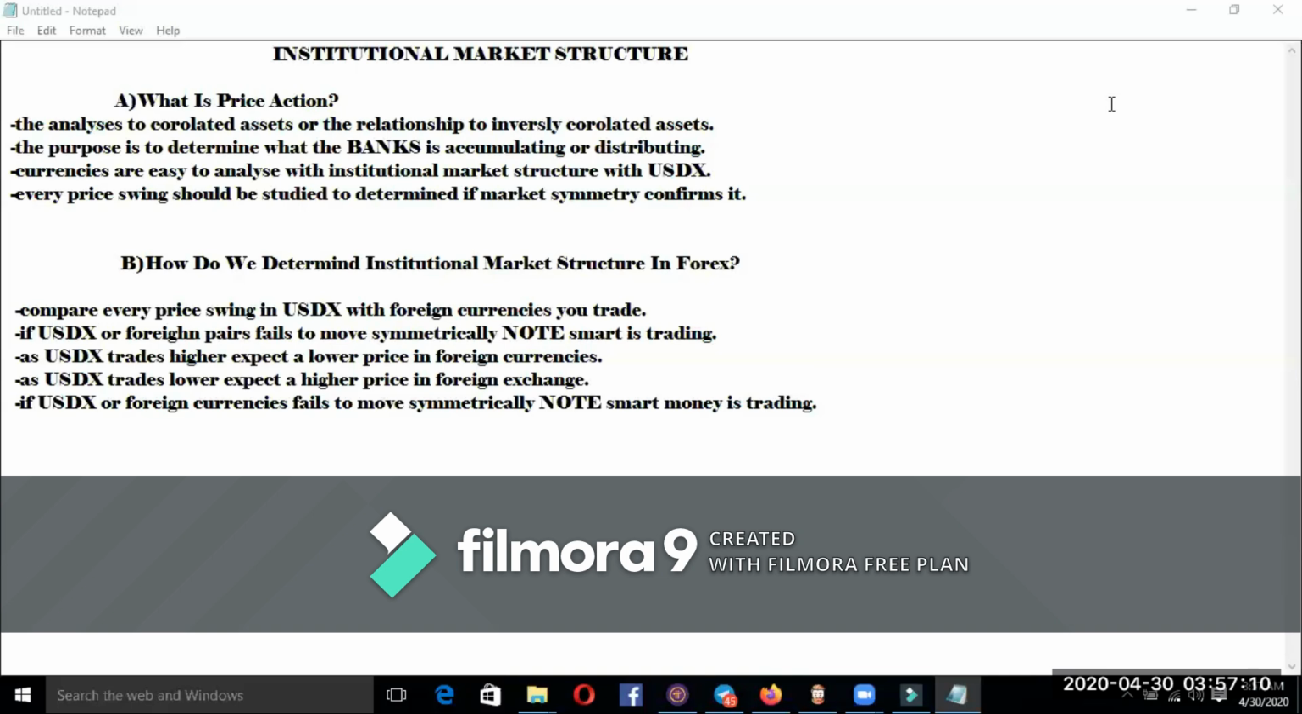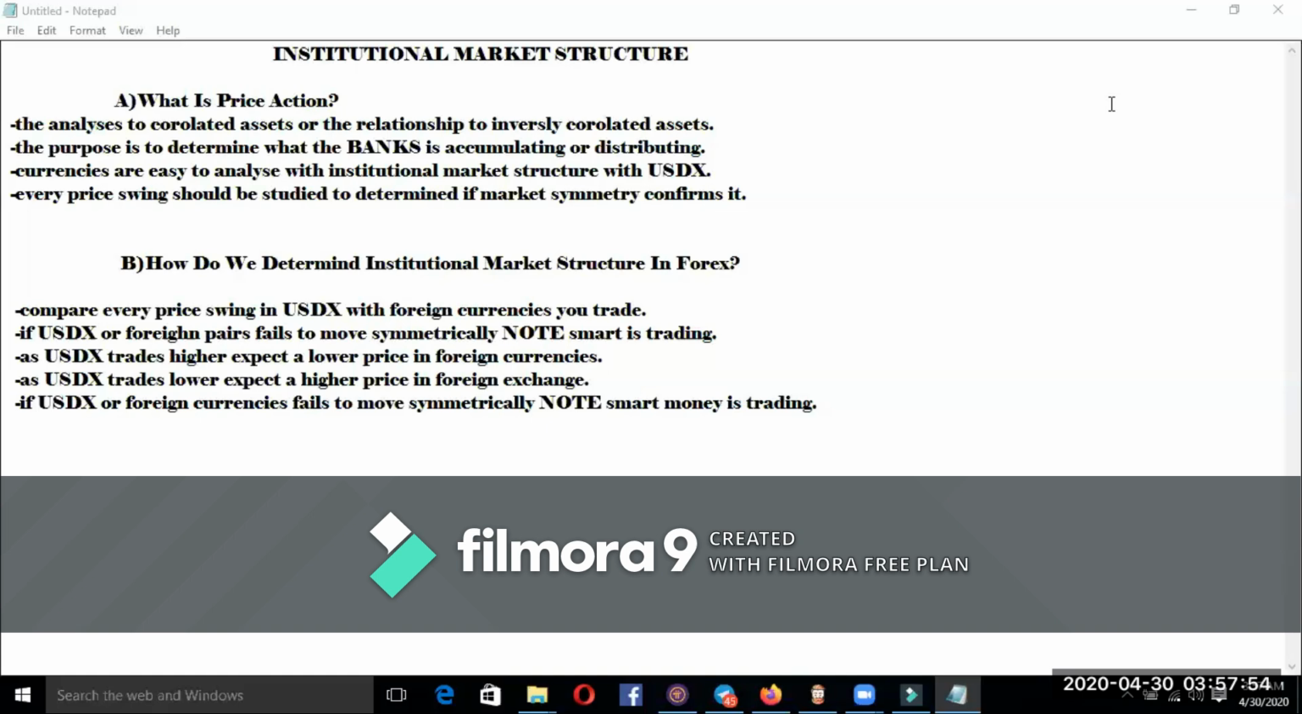When you hear the statement symmetrically, it means the opposite sides. If they don't go in the opposite direction as we expect them to go, note that the banks are trading, right? The banks are trying to manipulate the market. They're trying to do one or two things in order for you to think that they're going to go one way, but they're eventually going to trick you and reverse to the opposite direction of your thinking, right?